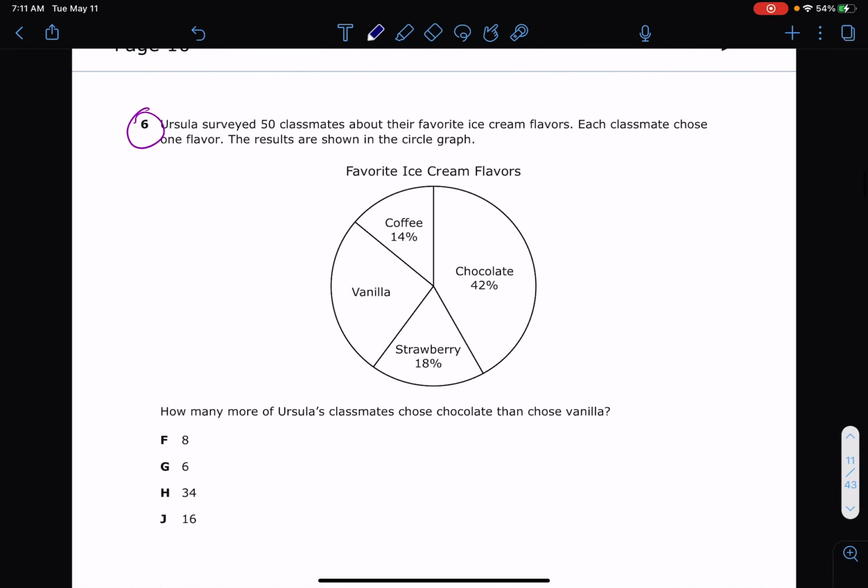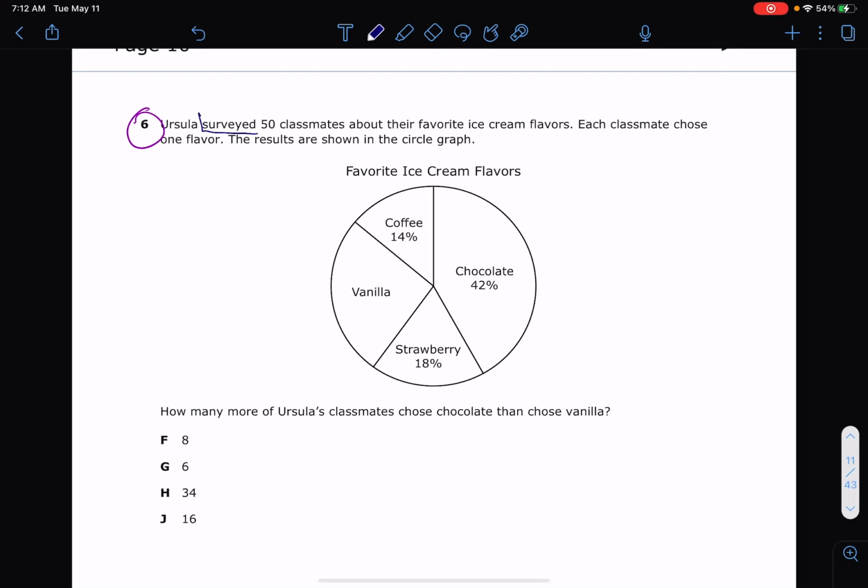Alright guys, today we're doing number 6. This says Ursula surveyed 50 classmates about their favorite ice cream flavors. Each classmate chose one flavor. The results are shown in the circle graph. Now remember, you need to translate. Necesitan traducir. That's the first thing you do.